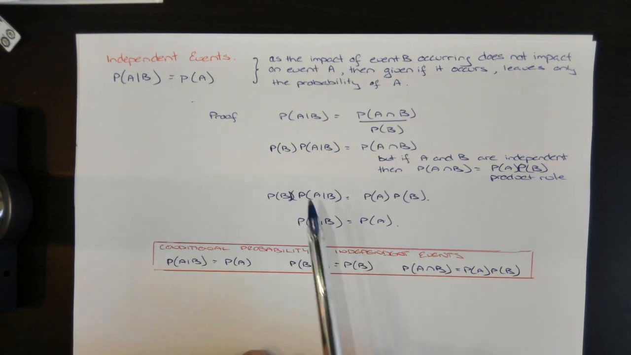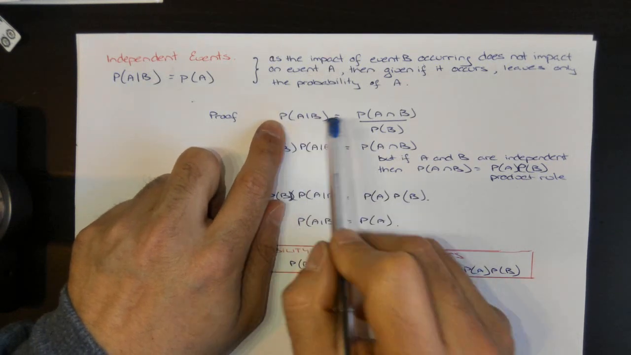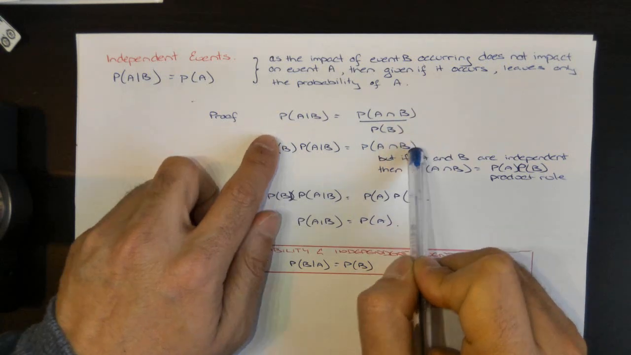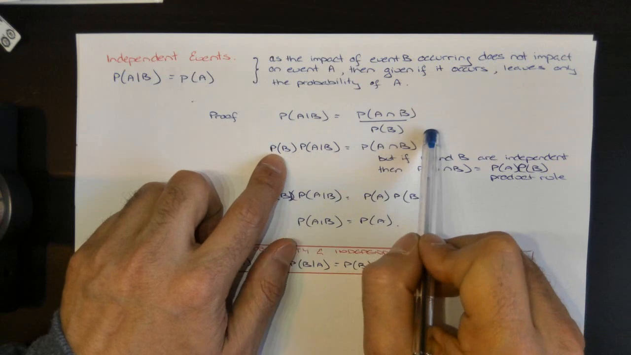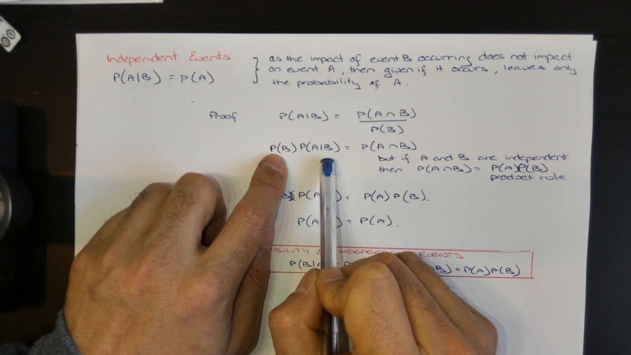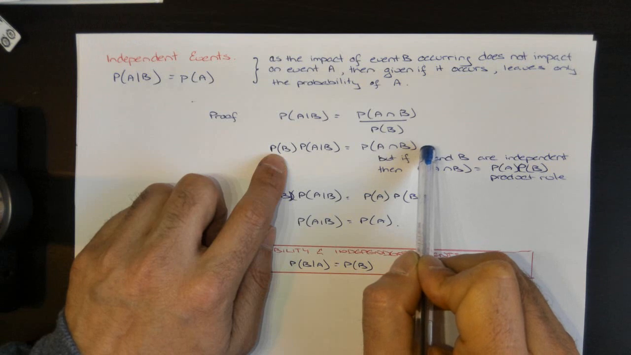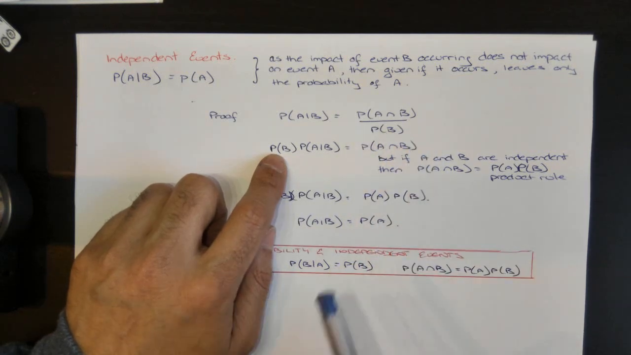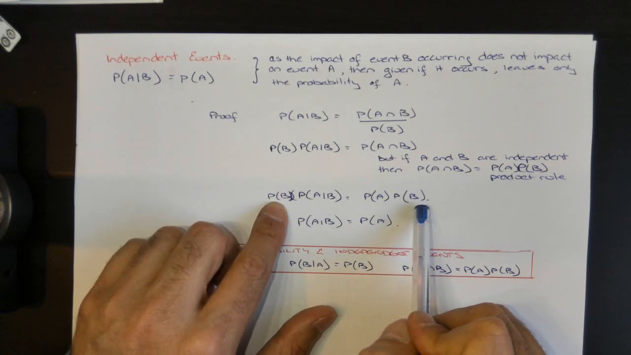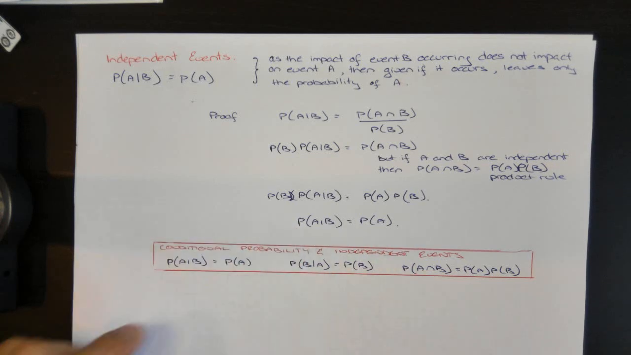So let's look at this. If we have the probability of A given B, and we've noticed that that's the formula of the intersection divided by B, if I was to rearrange it, I multiply both sides by probability of B, I get probability of B times probability of A given B is equal to the intersection. Well, if they're independent events, the intersection is just the product rule. Okay? So if I divide both sides by probability of B, it gives me that the probability of A given B equals probability of A.